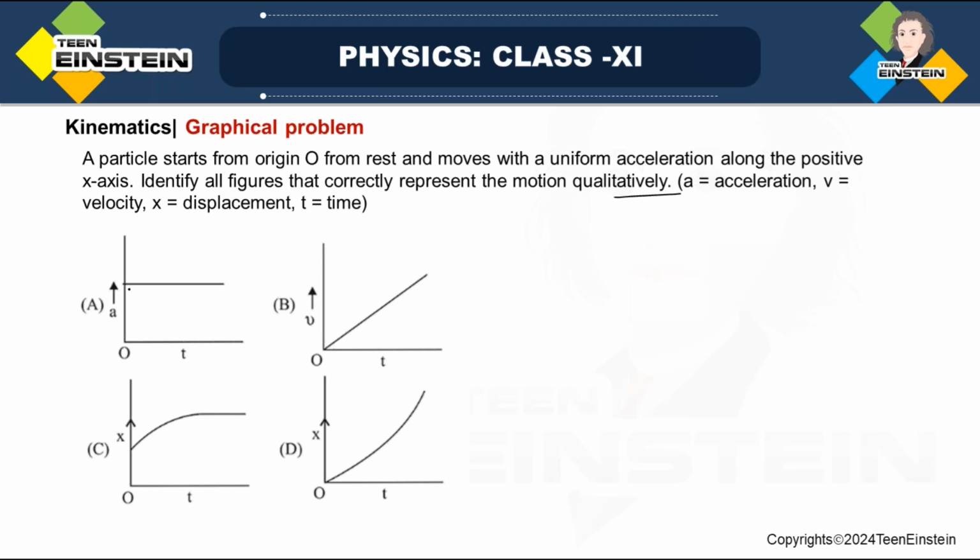See, this is an acceleration time curve, this is a velocity time curve, this is a position time curve, this is again a position time curve. So uniform acceleration along positive x-axis is the motion. You can see this has a constant slope, so this has uniform acceleration. That is actually true, and it started from origin. That is also true from here, started from origin.